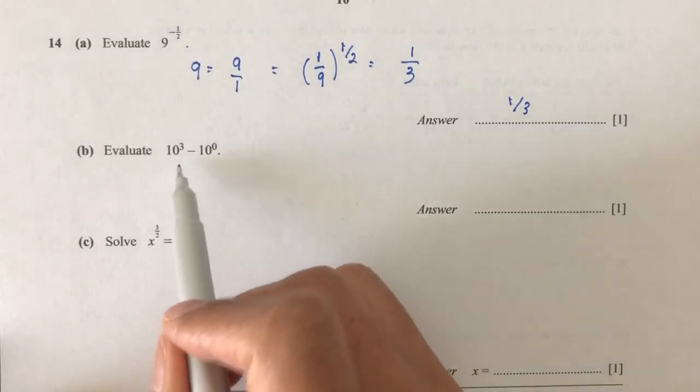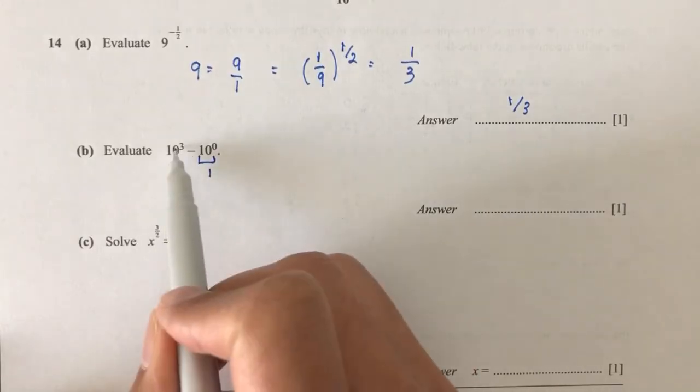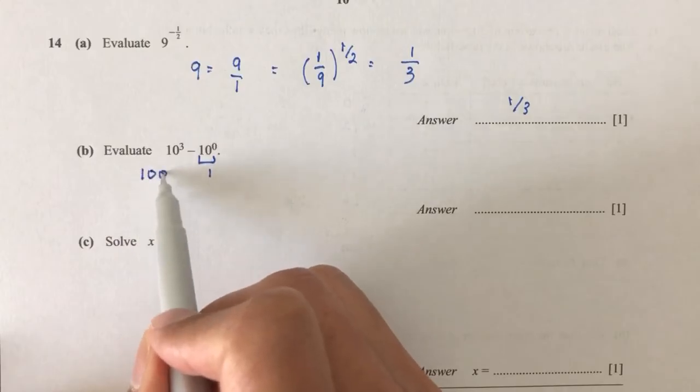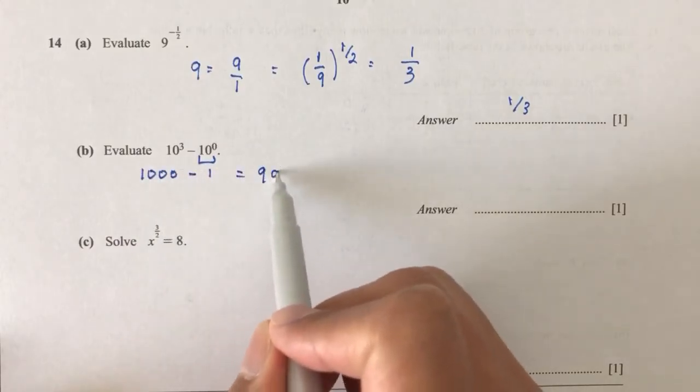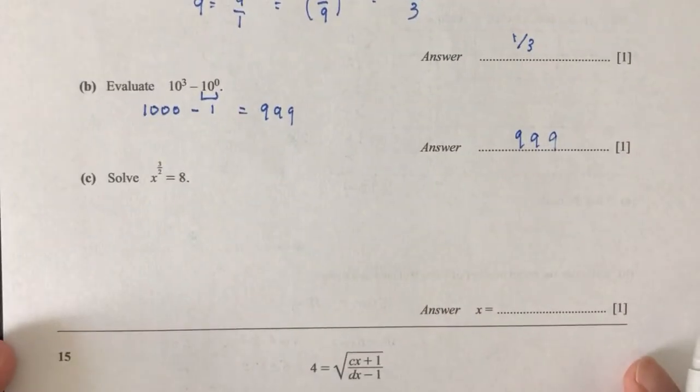Part B, evaluate 10 power 3 minus 10 power 0. Anything power 0 is 1, and 10 power 3 is 1, 0, 0, 0. That will be 9, 9, 9. Your answer will be this. So now for part C.